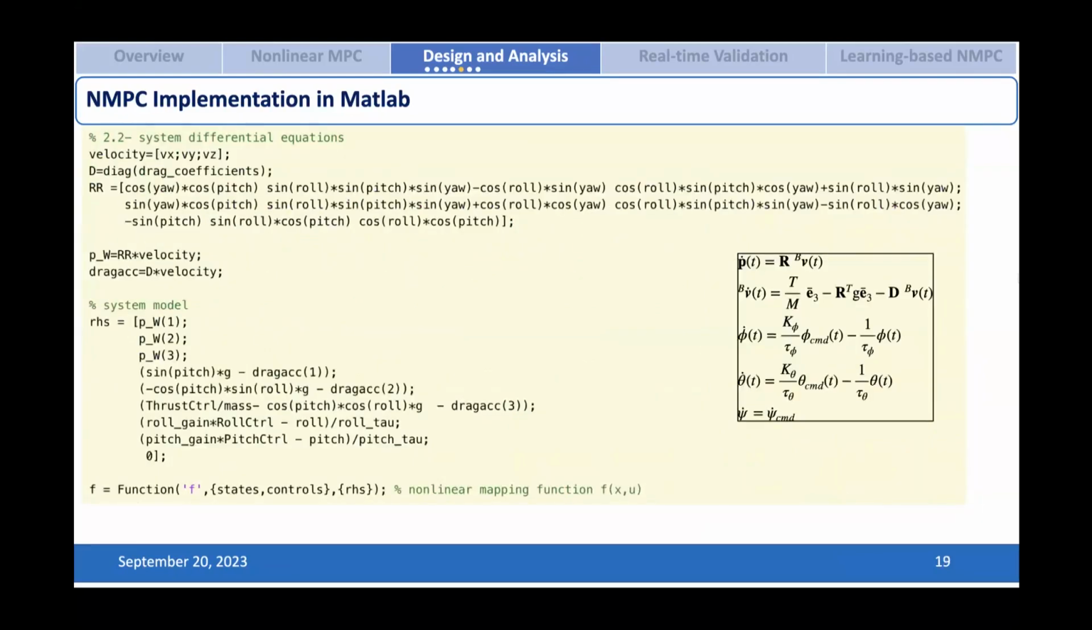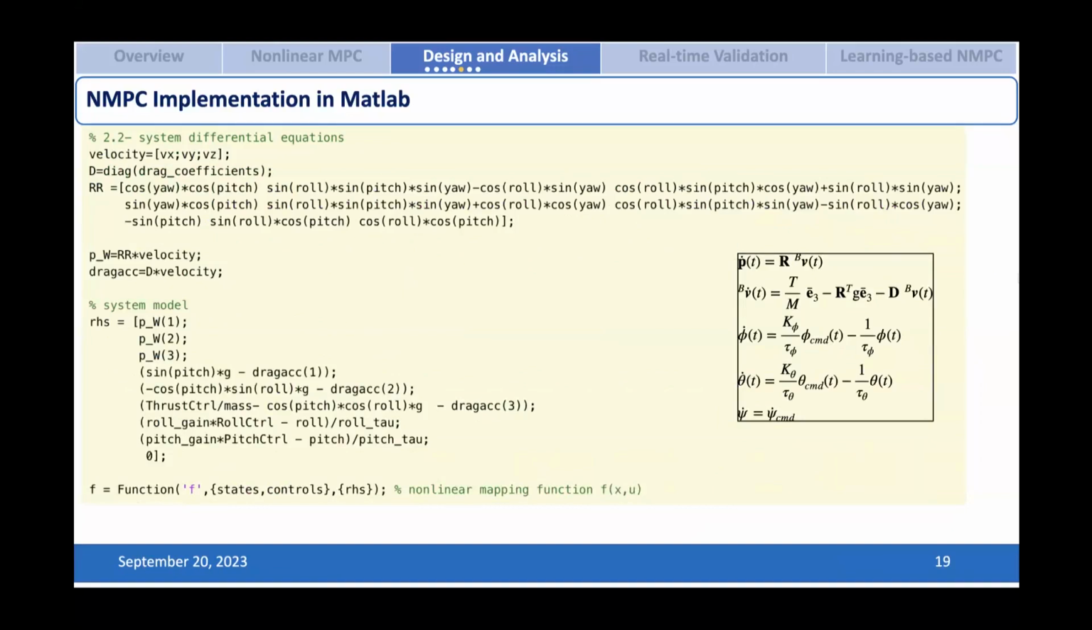And then, after that, we start inputting our system model, and once we have the variables of the system states and inputs, we can just calculate the rotation matrix, and then we calculate the position in world frame, which means we multiply the velocity in body frame times the rotation matrix to find the p, the position in world frame. And then we can insert our system model exactly as we had before in the equations, and we have those 9 states.